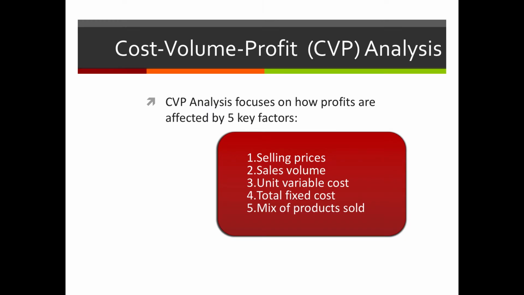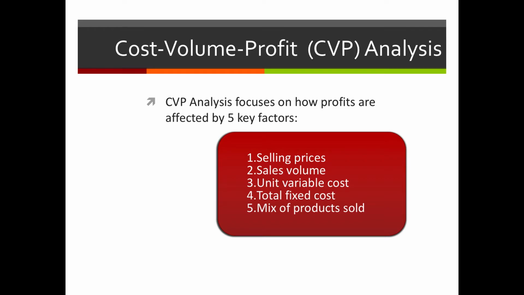So what is this cost-volume-profit or CVP analysis? This CVP analysis focuses on how profits are affected by 5 key factors. Those key factors are selling prices. Imagine that, selling prices. If I increase my selling price, what would it be? If I increase my selling prices, maybe my sales will decrease, or maybe I will have more profits per unit. But if the volume is impacted, I don't know if that is a good decision.